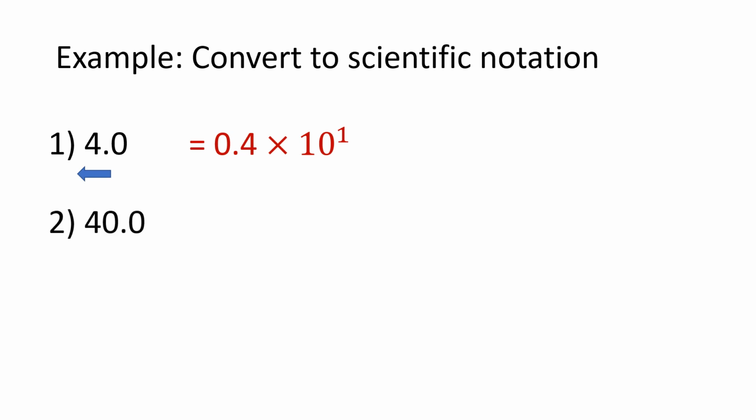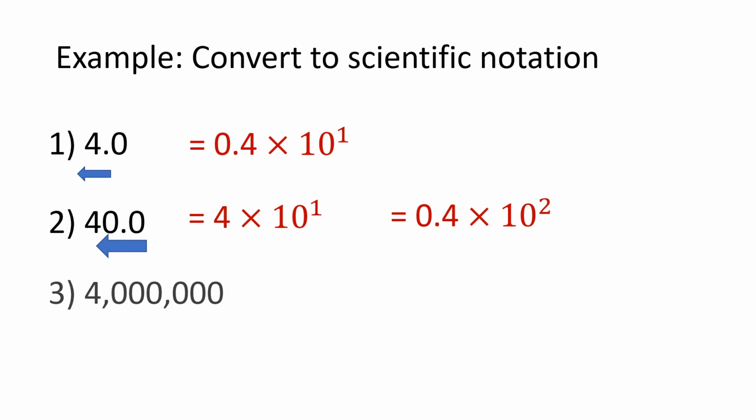Let's work on some examples. Convert the following numbers to scientific notation. Number 1. Since 4 is a whole number, we count by shifting the decimal point to the left. By doing this, we have 0.4 times 10 raised to the power 1. Number 2. 40 counting one step backwards gives 4 times 10 to the 1 power. 2 steps backward gives 0.4 times 10 to the second power. Number 3. 4 million moving 6 steps backward gives 4 times 10 to the 6th power.